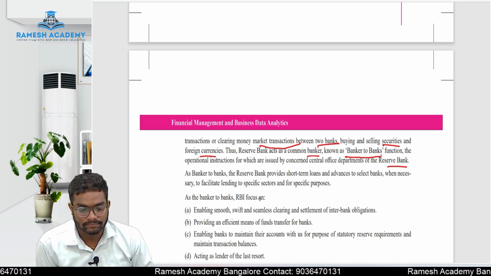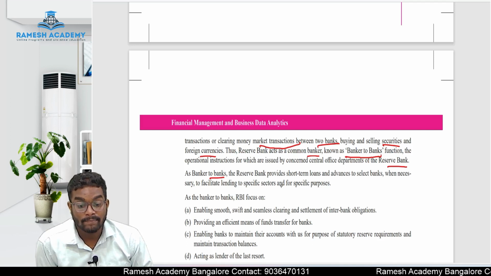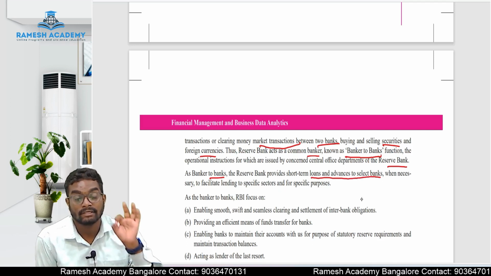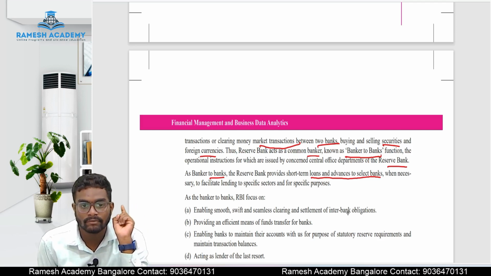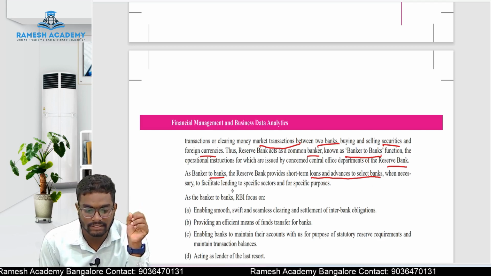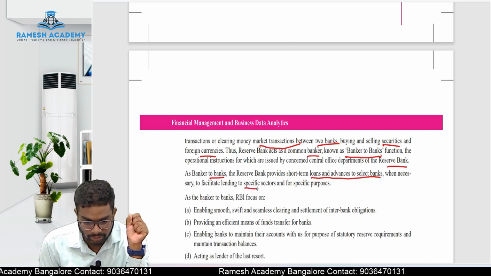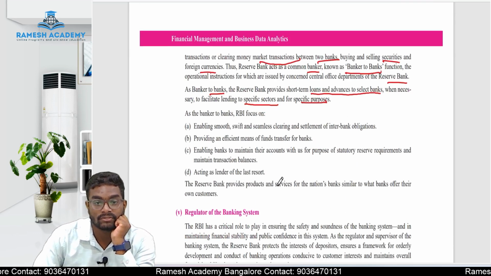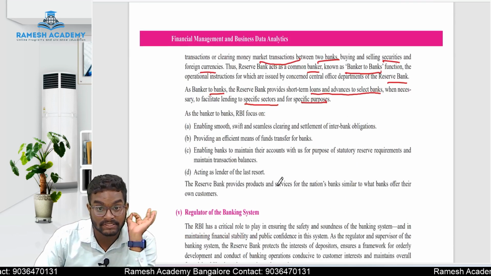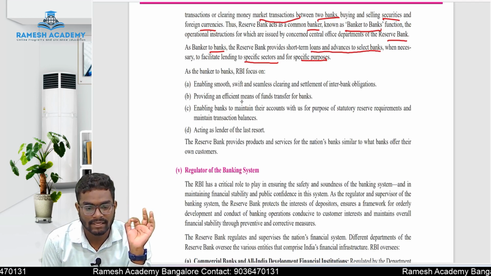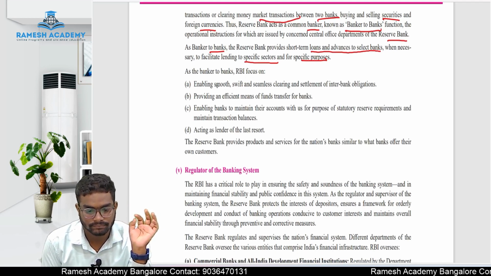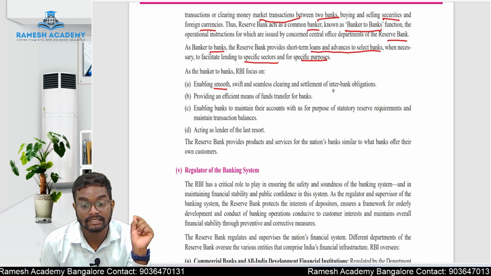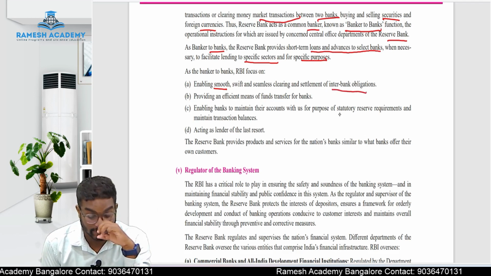As banker to banks, the Reserve Bank provides short-term loans and advances to select banks. It will not provide to every bank. It will provide to select banks when necessary to facilitate lending to a specific sector or for a specific purpose. As a banker to the banks, RBI focuses on enabling smooth, swift and seamless clearing and settlement of interbank obligations. So it will be engaged in that.